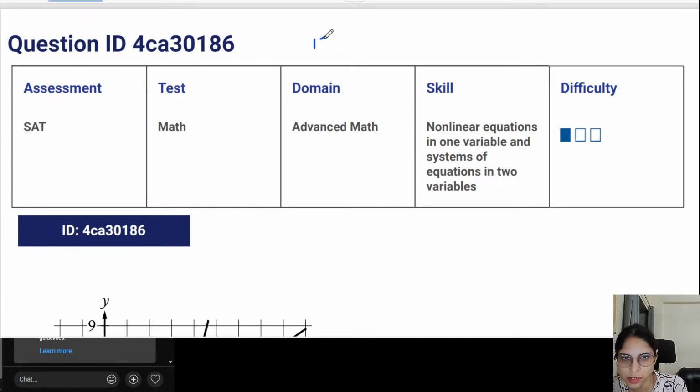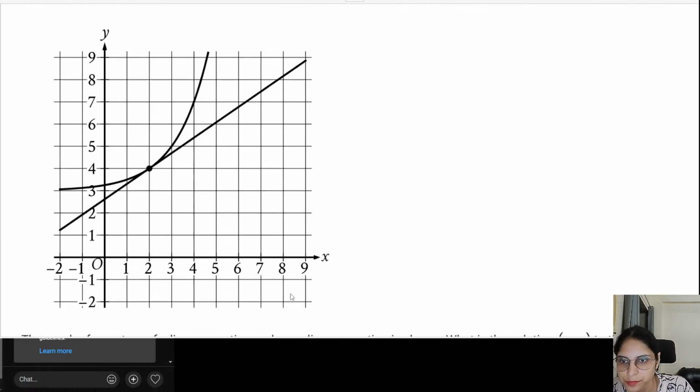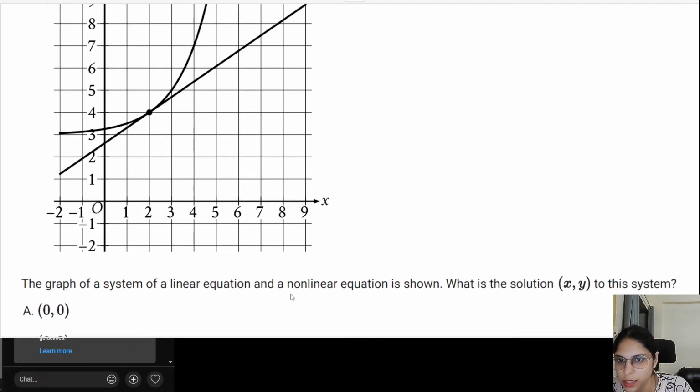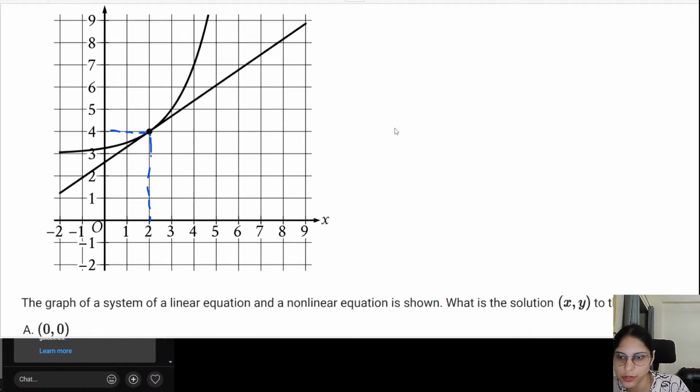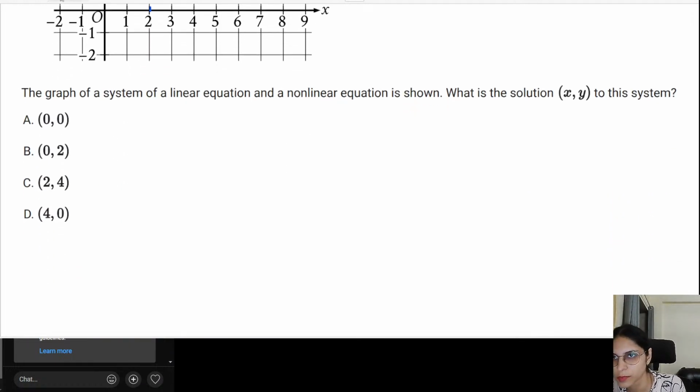Next we're doing question number 17. That's also a system. The graph of a system of a linear equation and a nonlinear equation is shown. What is the solution? The solution is 2, 4. That's the only point of intersection. So the answer would be C. Just look at the graph.